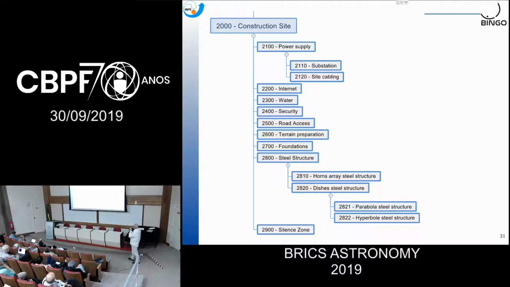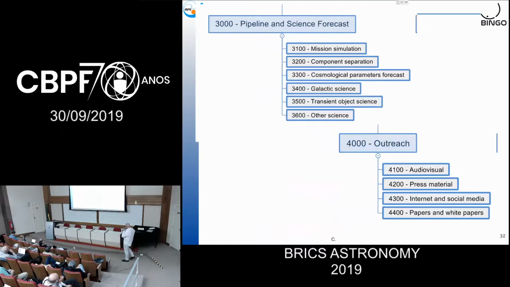The construction site, we have to deal with power supply, internet access, water security, road access, preparation, foundation, steel structure for the horns and for the dishes. One will be easy to place, will be on the ground. The other one will be vertical, and it will be hard. And we have to deal with the silence zone.